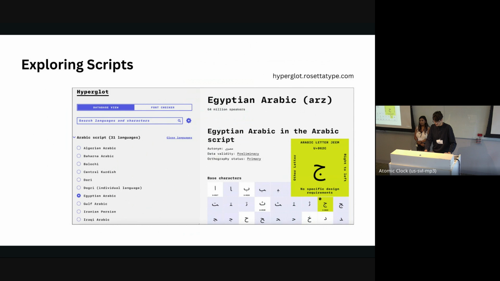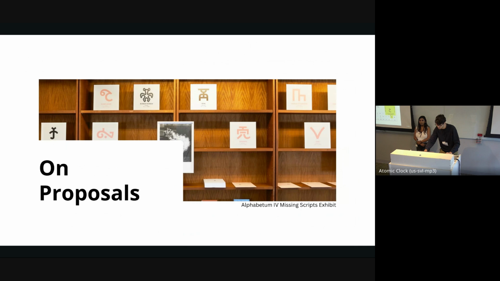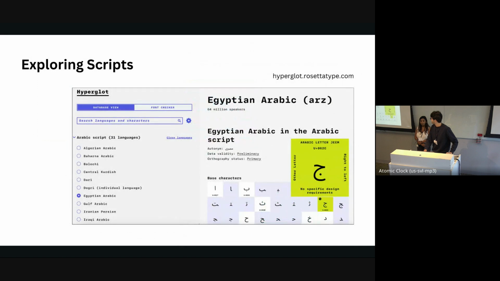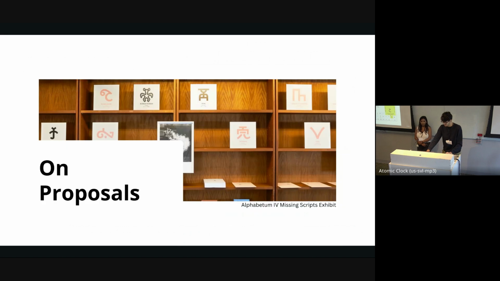And then past that, there's this one website, Hyperglottic Rosetta Type, that's a lot newer, that gives you a similar idea to decodeunicode.org, but it also gives you information that's organized by region, and then also the specific languages that use those scripts and how they use them differently. And I can pass it to Anushah for the proposals.